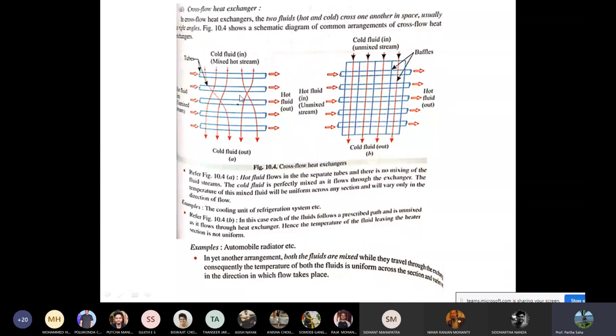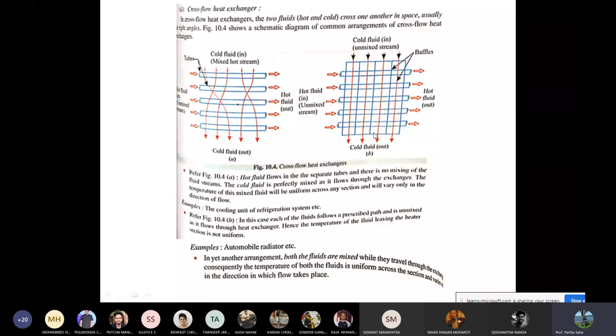This is figure 10.4, which shows two different types of cross flow heat exchanger. In the first one, the hot fluid is passing in separated tubes, and the cold fluid is passing at right angles across the surface. The cold fluid is perfectly mixed, so it's a mixed stream. The temperature of this mixed fluid will be uniform across any section. So the temperature at this junction is the same because mixing is happening, but across the direction of flow, the temperature is going to be different.